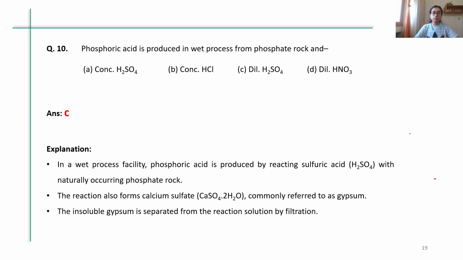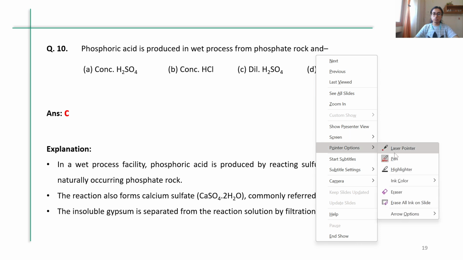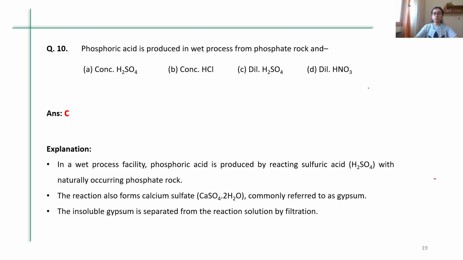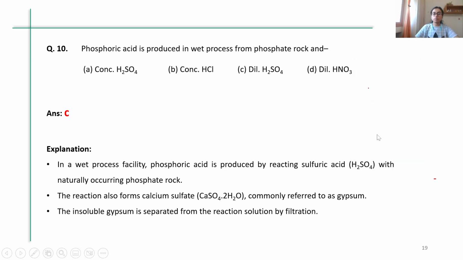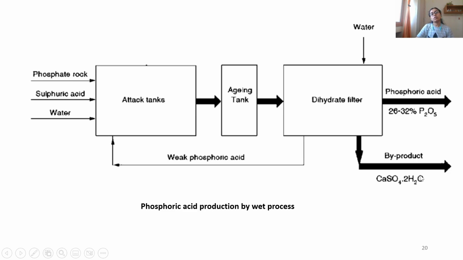Calcium sulfate will be dihydrated in this process, that is CaSO4·2H2O, and this one is commonly known as gypsum. It will be precipitated out. This insoluble gypsum we will separate by filtration. This is the schematic diagram. Phosphate rock, sulfuric acid along with water, like diluted sulfuric acid only, we need to take. Then in one tank we will allow it to react, and then some weak phosphoric acid is produced.